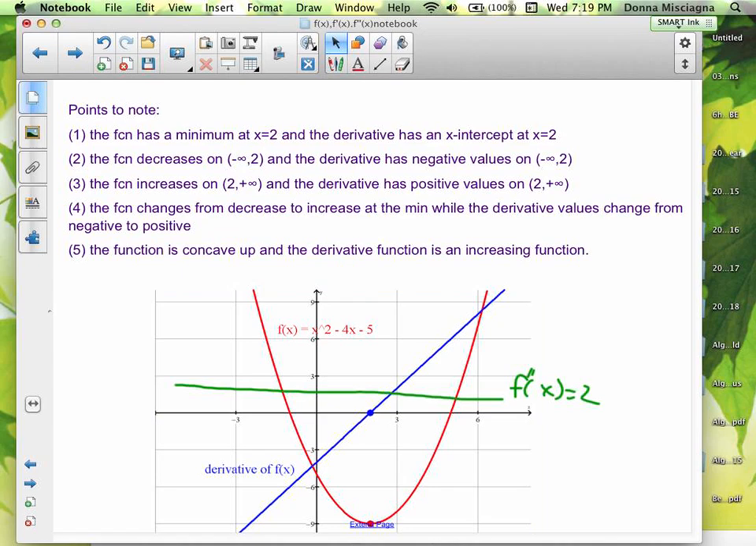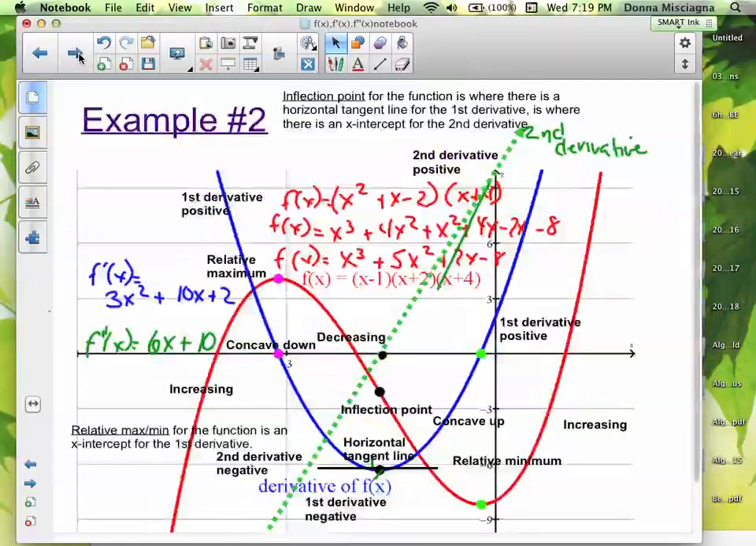The function changes from decreasing to increasing at the minimum, while the derivative values change from negative to positive. The function is concave up, and the derivative function is an increasing function, everywhere increasing. All right, so see how they connect together.